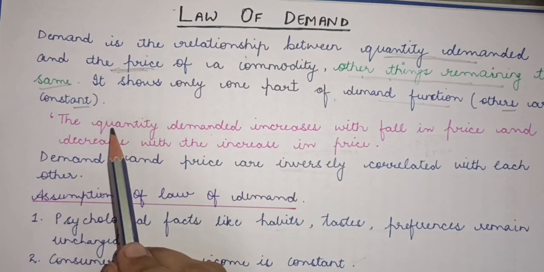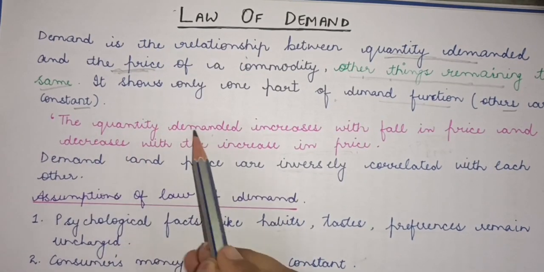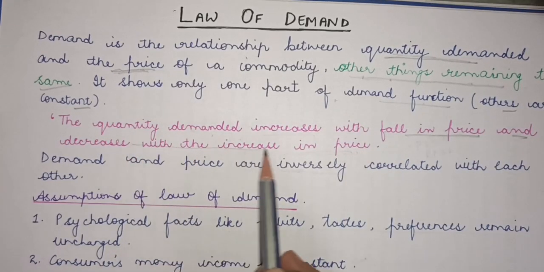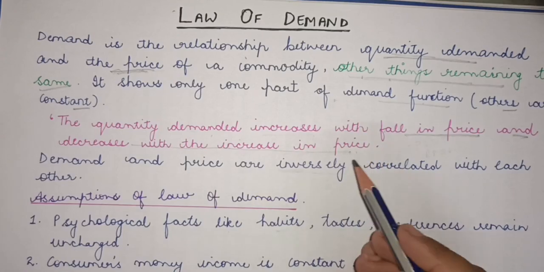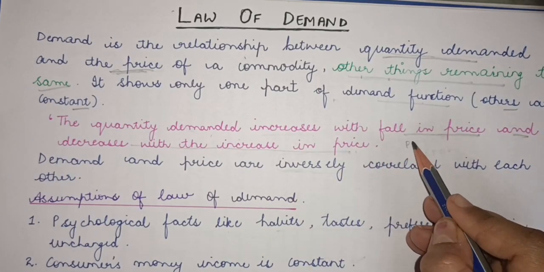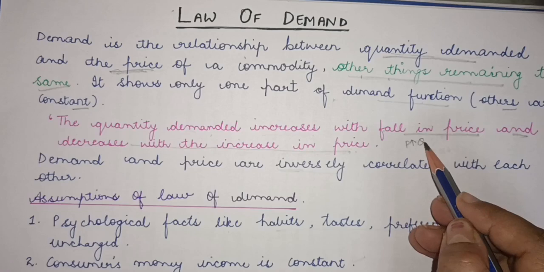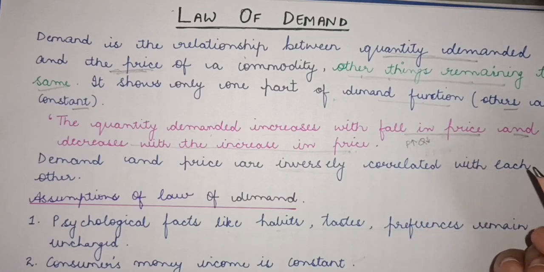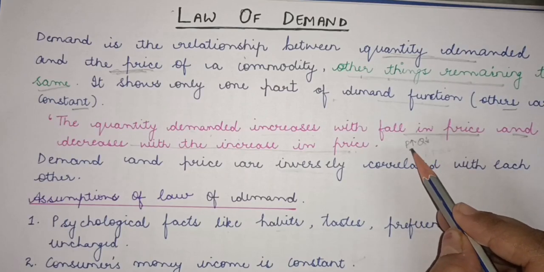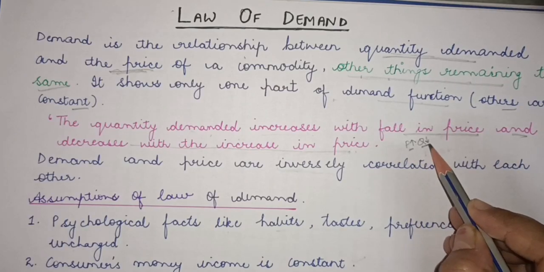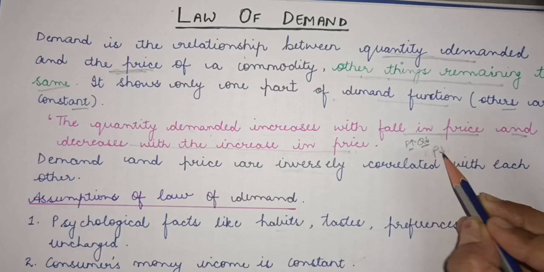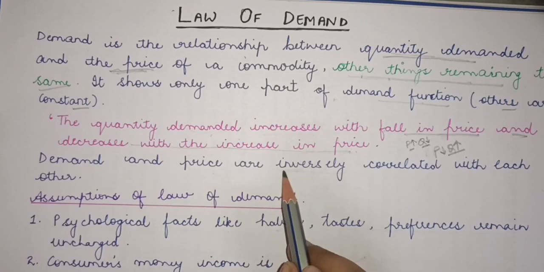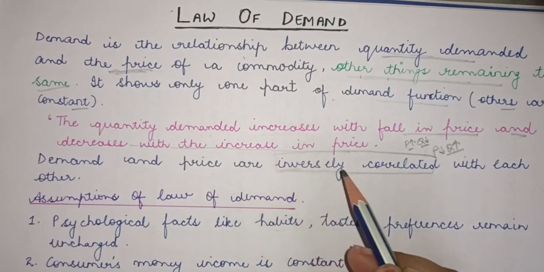So, when we talk about the law of demand, it says the quantity demanded increases with the fall in prices and it decreases with the increase in prices. What this law of demand says is that when the price of a commodity increases, the quantity that we demand of it reduces. For example, currently the rate of tomatoes is very high. So, in that case, since the rate is very high, we are demanding less quantity of tomatoes. Similarly, if the price reduces, we will start demanding a higher quantity. That means that demand and price are inversely related to each other.